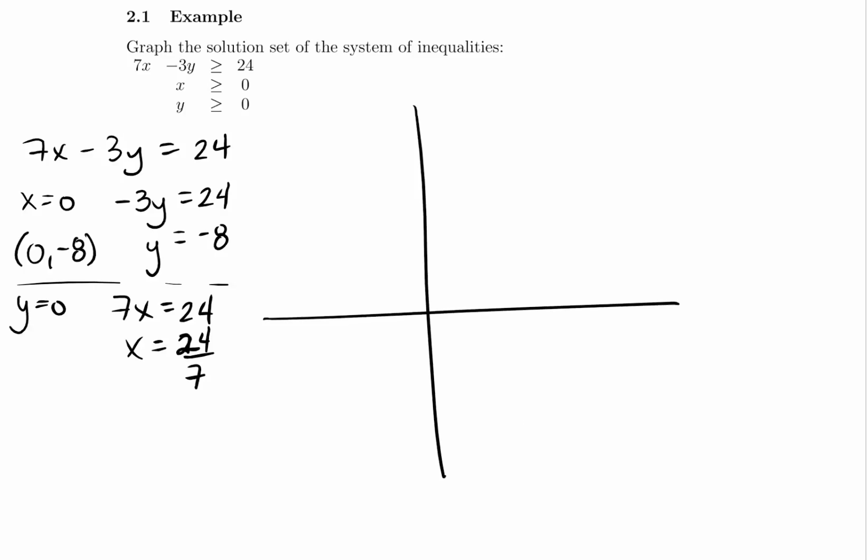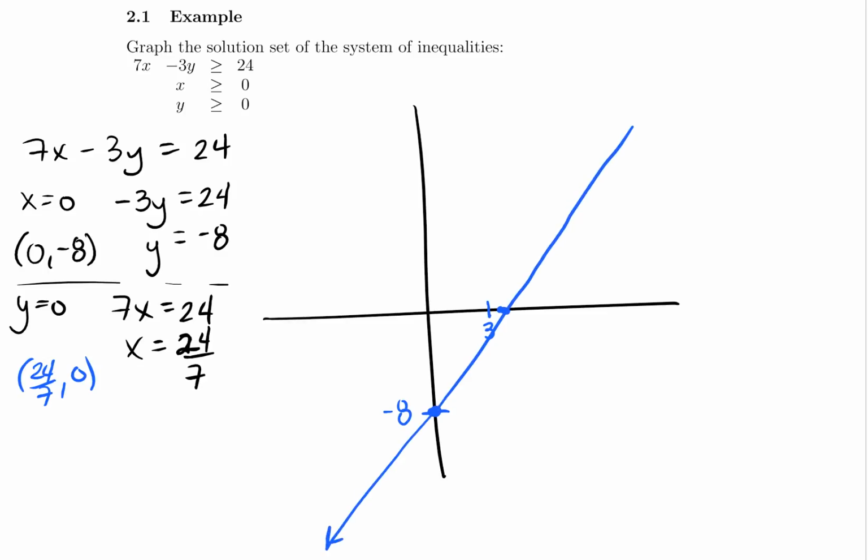So let's go ahead and graph our first inequality. I'm going to use different colors for each one so we can see what the overlap is. Starting, we have one point at (0, -8), which will be on the y-axis. And then our second point would be at 24 over 7, which we said was a little bit more than 3. So (24/7, 0). Here's 3, and so our point is going to be a little bit past it.